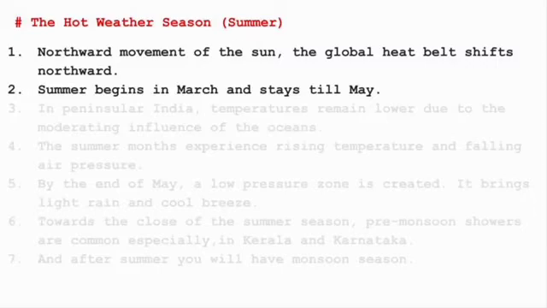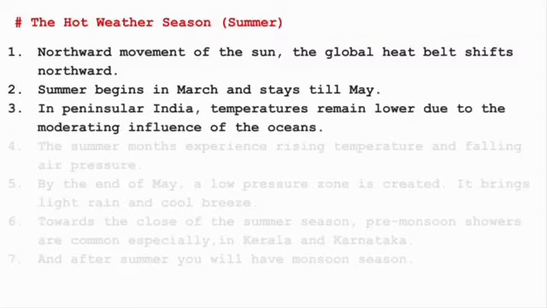And during that time, we know that in the northern hemisphere we have the winter season. So I hope you now understand it much better. In peninsular India, temperature remains low due to the moderating influence of the ocean. Though the entire subcontinent is above the equator and we should be expecting summer, if you see the peninsular region, it is surrounded by water on three sides. So this water plays an important role in controlling the temperature of peninsular India.